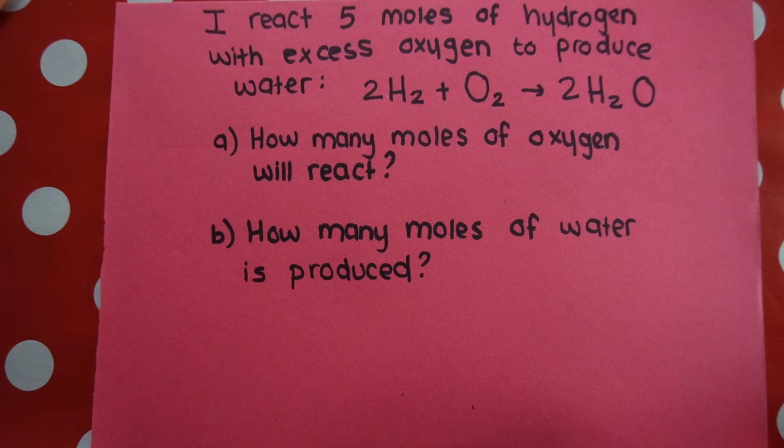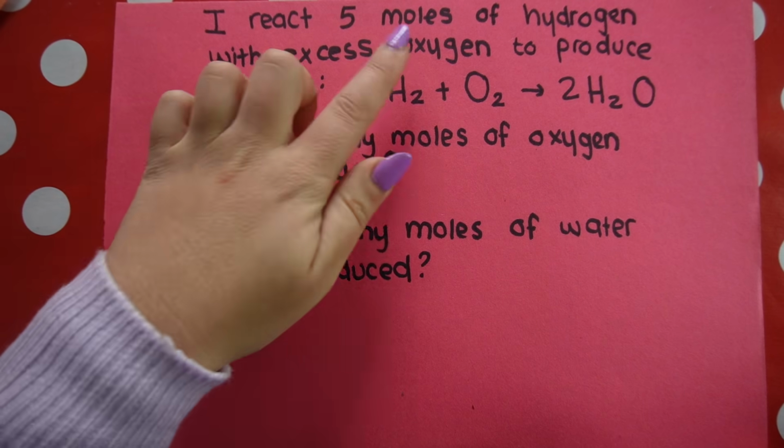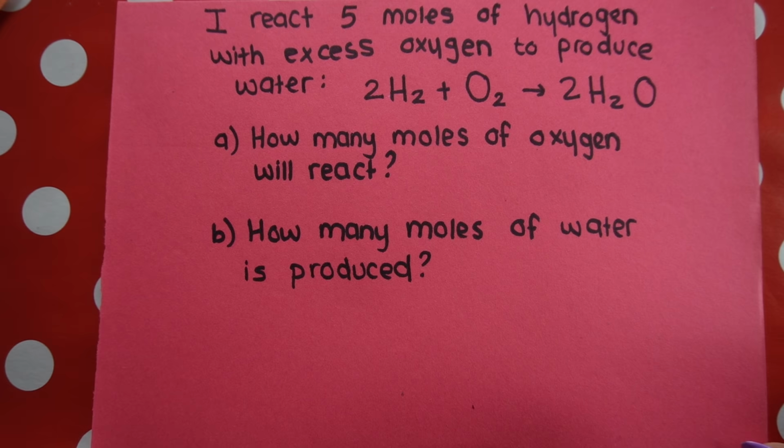That will not tell us how much oxygen we start with. It just says excess oxygen. It will therefore not tell us how much we have left, but it will tell us how much will react because I'm using 5 moles of hydrogen. So how do I do this?